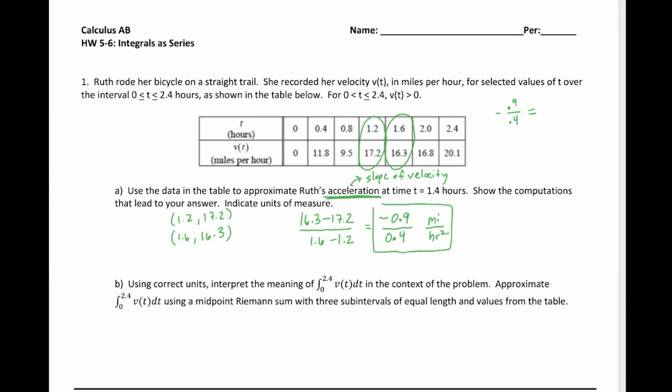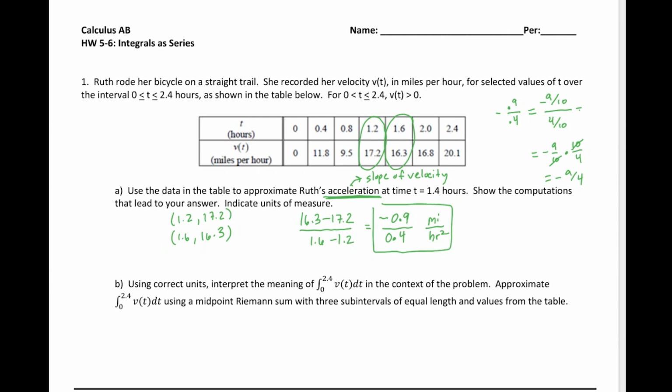0.9 is the same thing as 9/10, and 0.4 is the same thing as 4/10. 9/10 divided by 4/10 would be the same thing as 9/10 times 10/4. 10 divided by 10 is 1, and so this would reduce to negative 9/4. So you could leave it like this. You could even turn it into a decimal if you want. I guess that'd be negative 2.25.